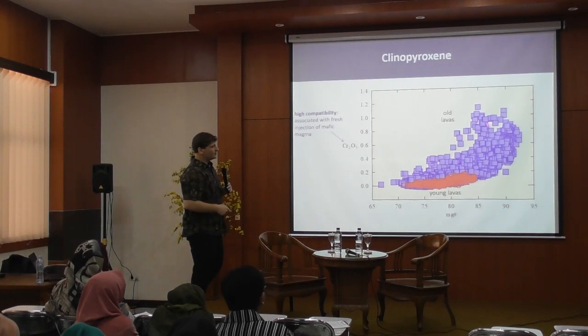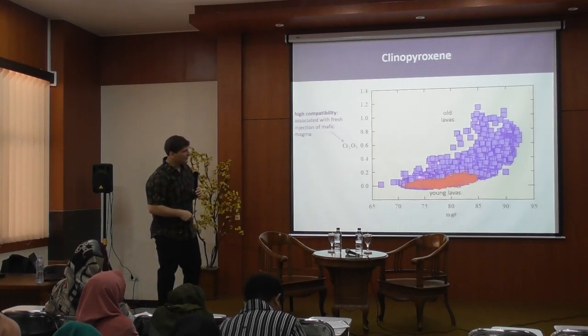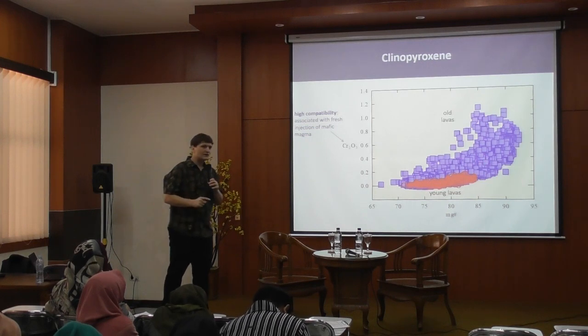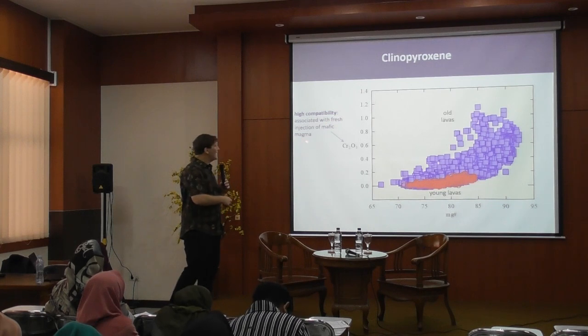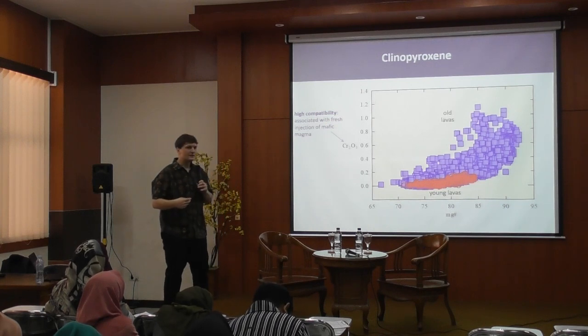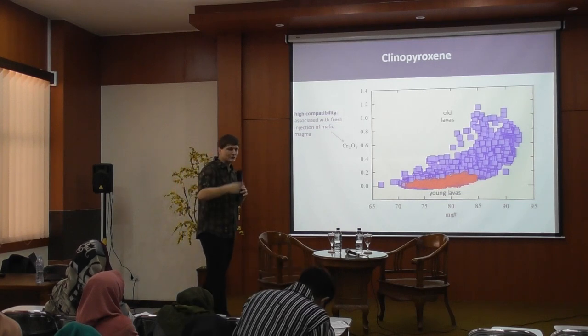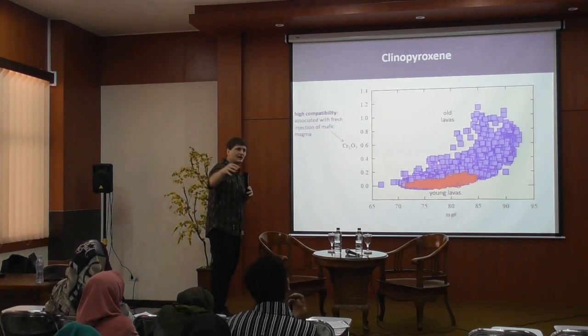We look at those pyroxenes. Remember those beautifully zoned pyroxenes? Well, they contain a lot of chromium. And we don't see that in the younger lavas. We don't see this high chromium content. The interesting thing about chromium is that it's highly compatible. That means that in a magmatic system, if you have some chromium around, the minerals that are crystallizing will take it out of the system. They'll scavenge it out quickly.